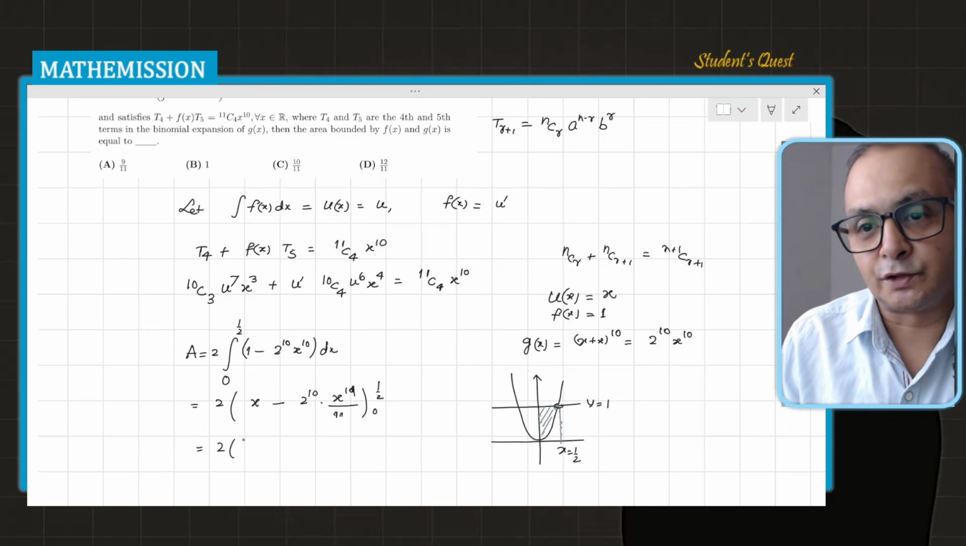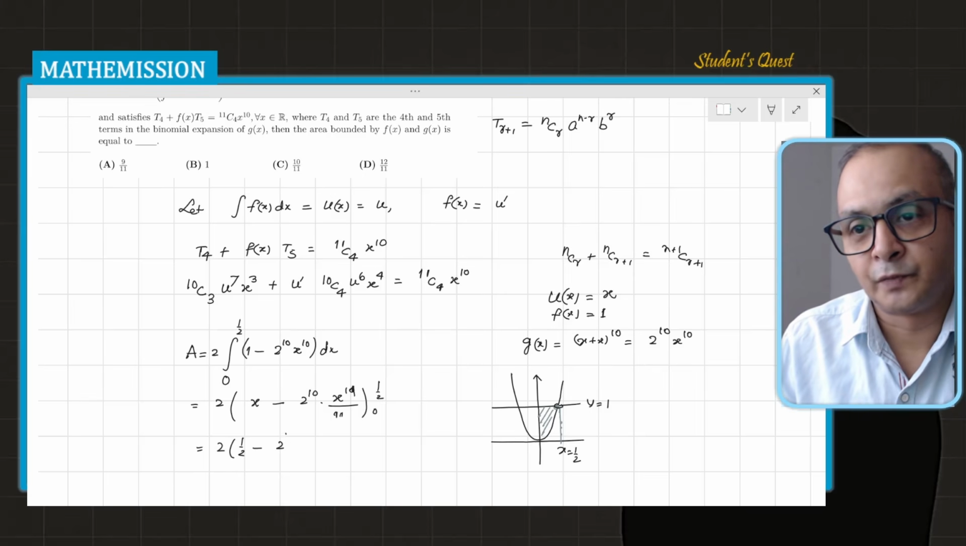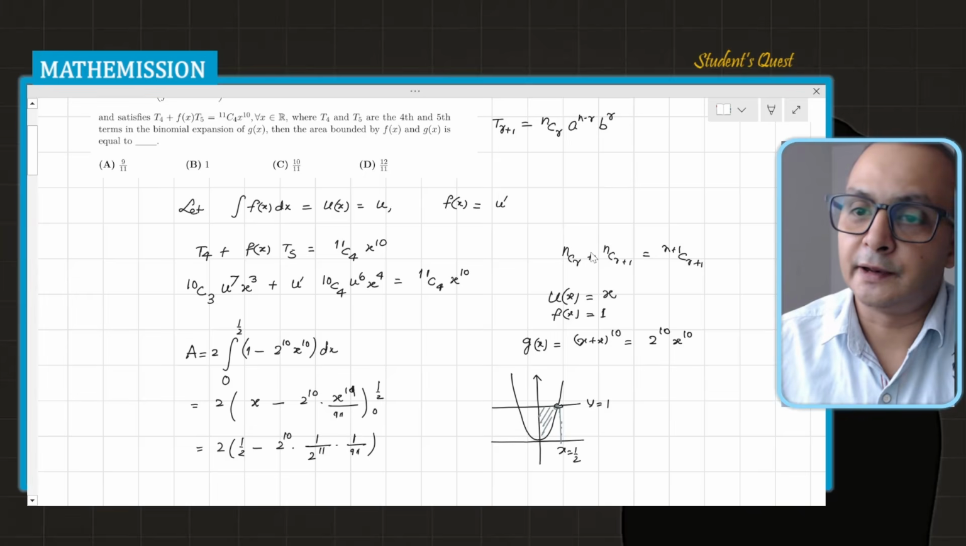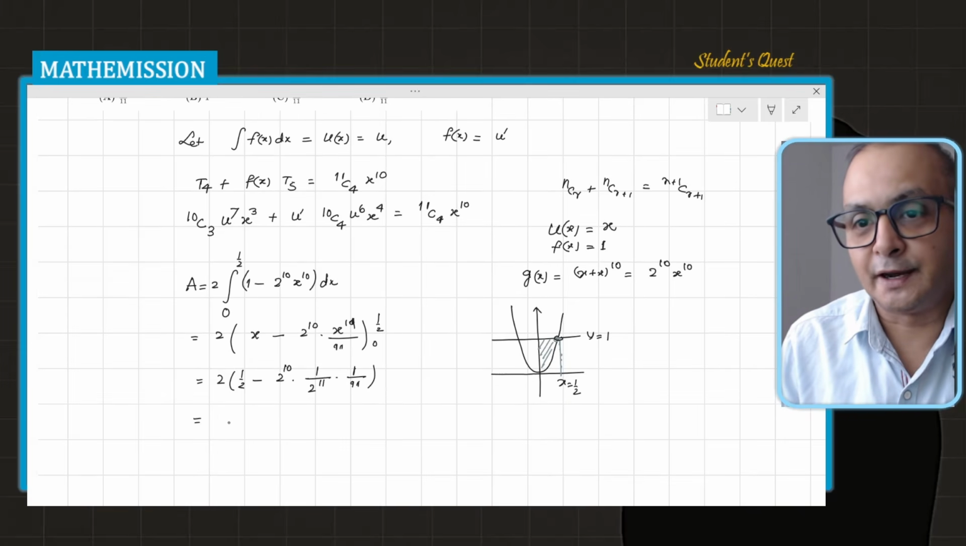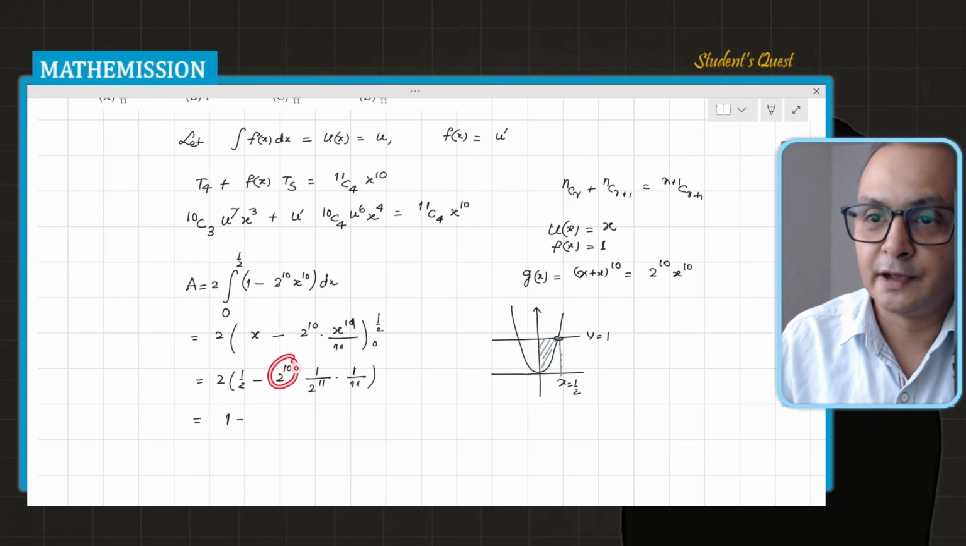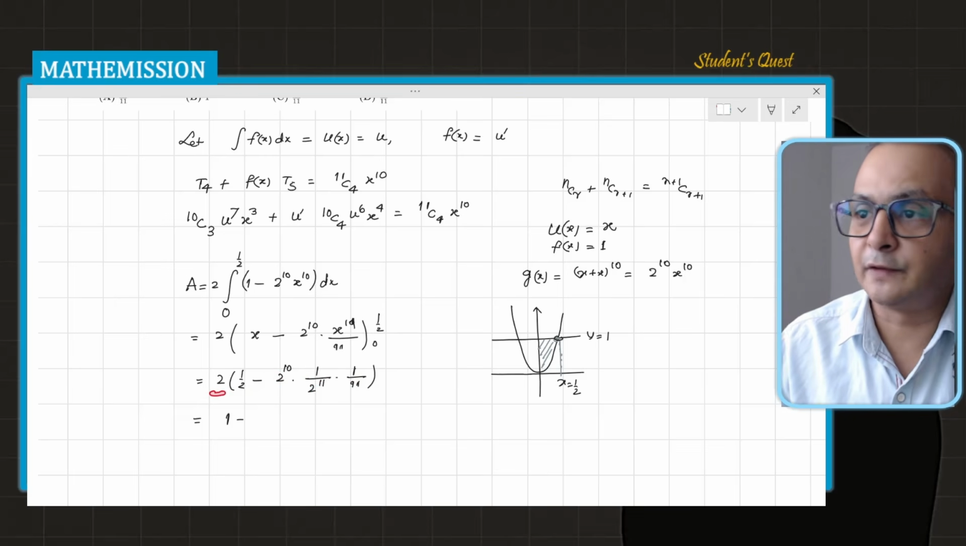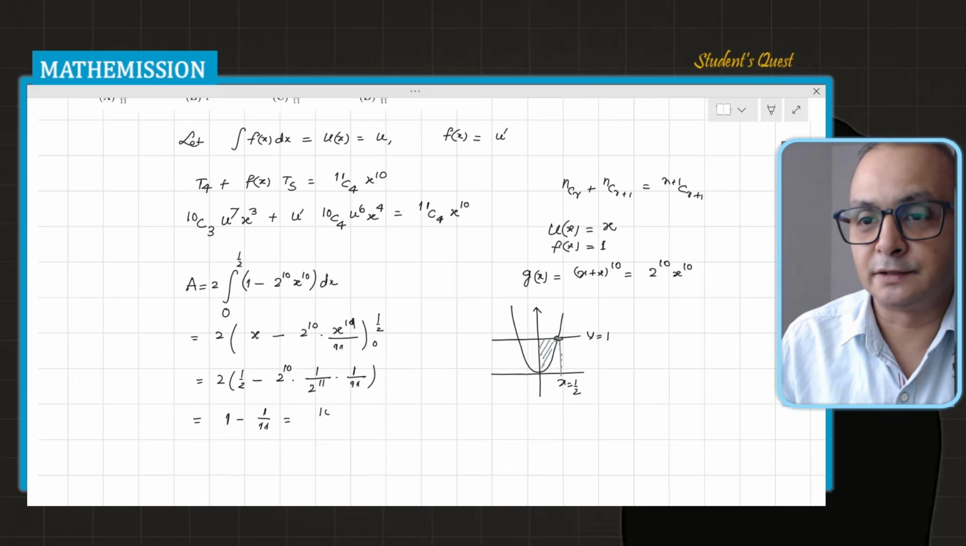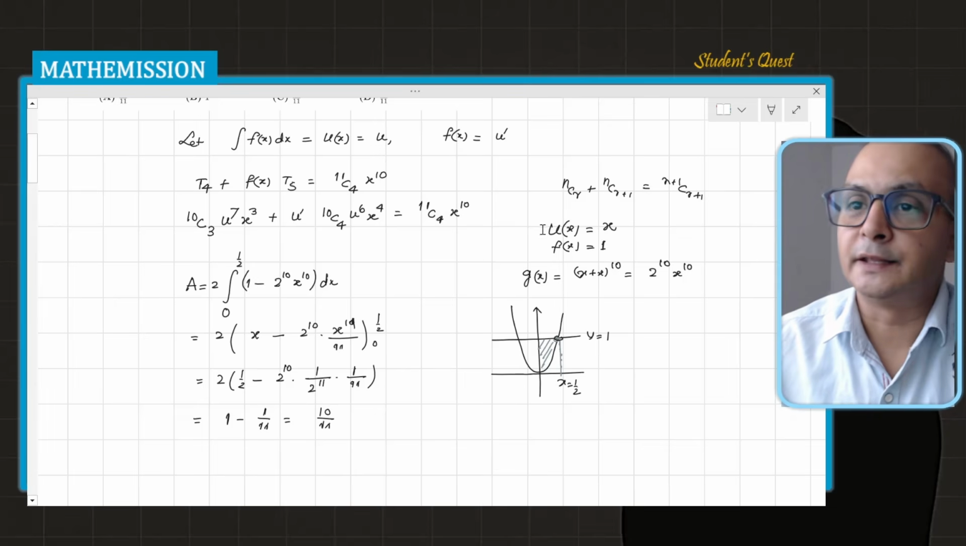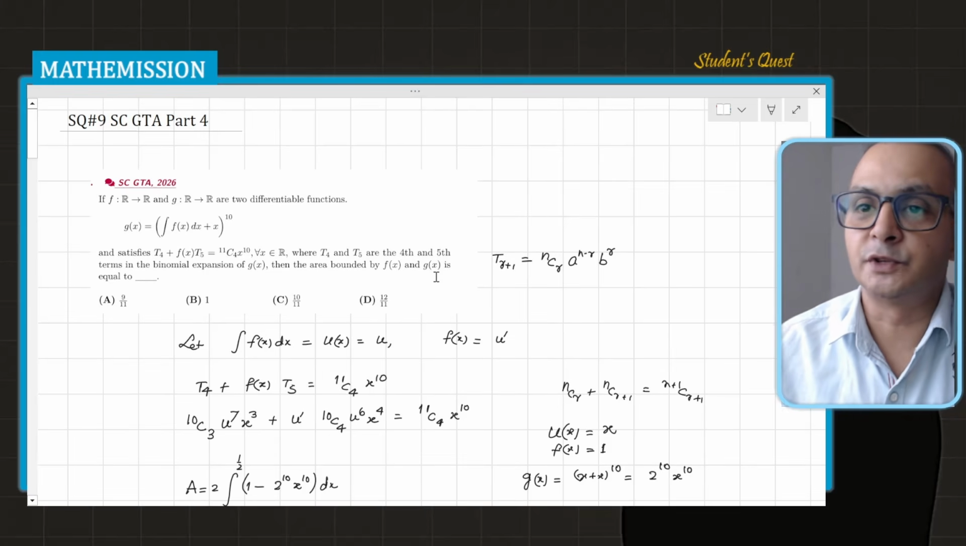So this will give twice of half minus 2 to the power 10 and 1 by 2 to the power 11 into 1 by 11. After you multiply this 2 inside, that will become 1, and this will become 2 to the power 11, and this is 2 to the power 11, so they will cancel. So we are left with 1 by 11 here, and so we are getting 10 by 11, I think, which is in this option. Yes, option C.